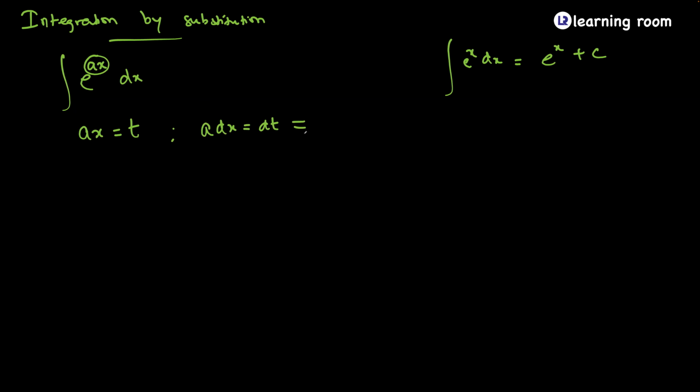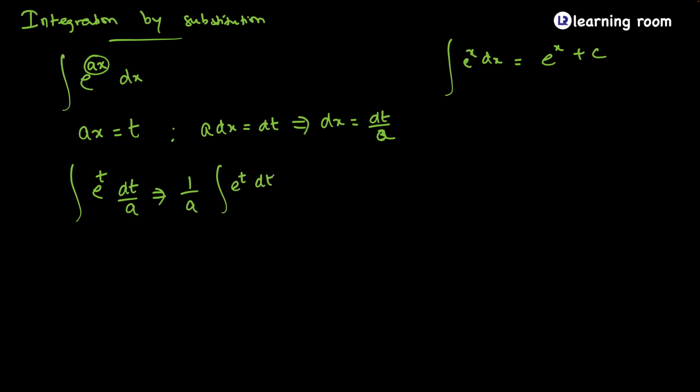So what you need to do is, after you do this, you need to find dx in terms of dt. So what is going to be dx? Dx will be equal to dt divided by a. So take this and substitute it here. It will be integral of e power, instead of ax, I can write it as t. Instead of dx, I can write it as dt divided by a, which implies it is going to be 1 by a times integral of e power t dt.